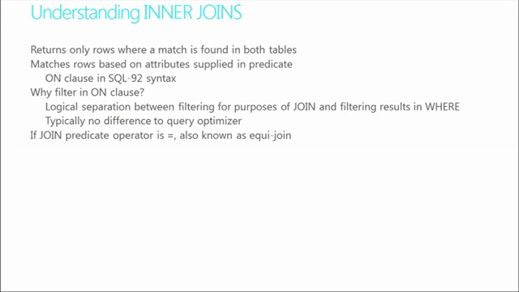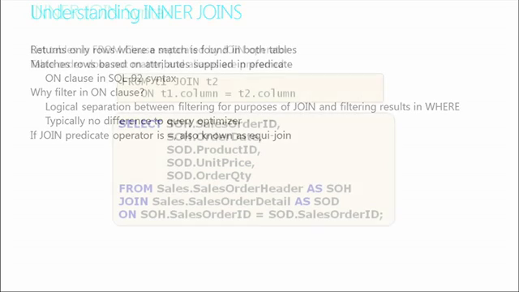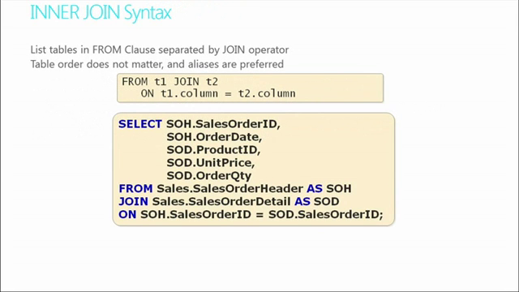So inner joins, as we just introduced, return just the rows where a match is found in both tables. An example of this, let's start from the bottom. I mentioned the idea of having an alias. So I'm going to jump down to here where we've got from Sales.SalesOrderHeader as SOH. That's where the SOH is coming from. And then we're joining this to SalesOrderDetail as SOD.